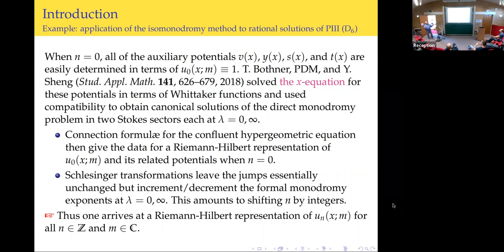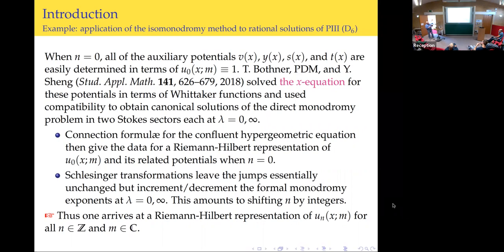Okay, so now you know what the solution looks like for the seed, and then you may use connection formulas for the confluent hypergeometric equation to see how the solutions in the different Stokes sectors are linked to each other, and consequently you get matrix multipliers that connect those solutions together. So that's the data for a Riemann-Hilbert representation of this seed solution. Okay, I get it, this is just the function 1, but nonetheless, it's a Riemann-Hilbert representation of 1, and its related potentials when n is equal to 0, through these connection matrices.